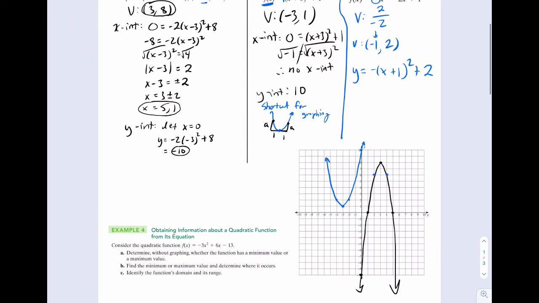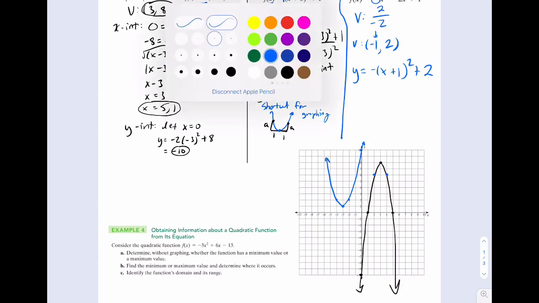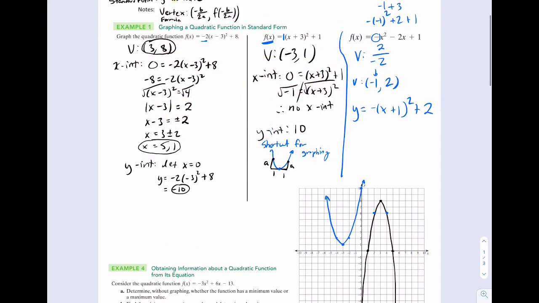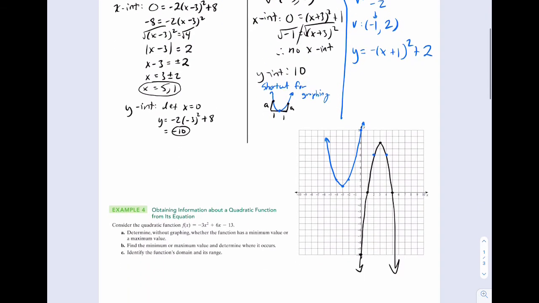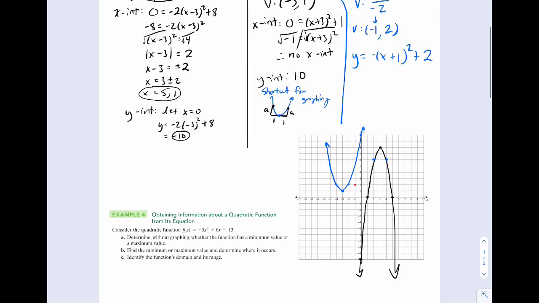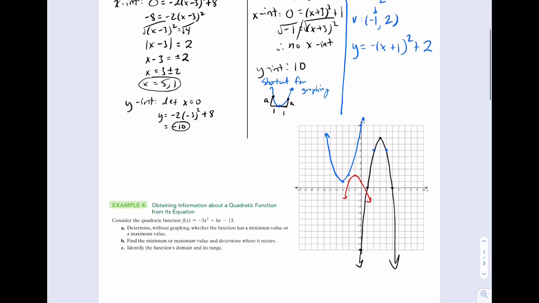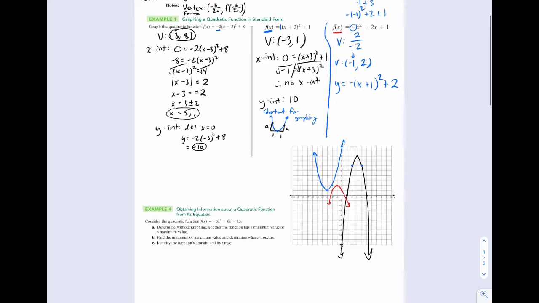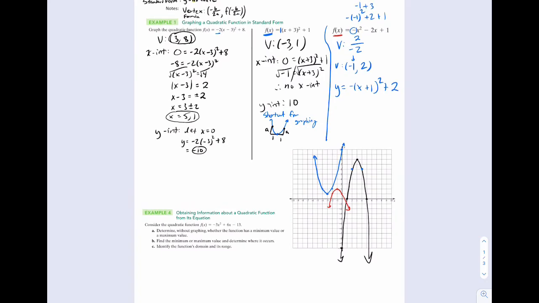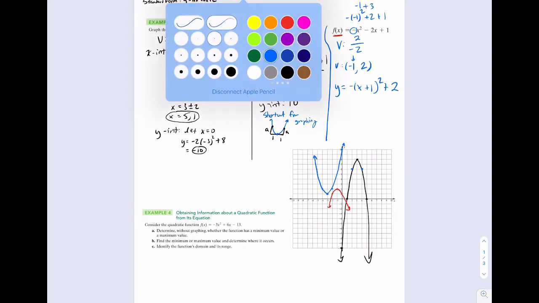So if I want to graph this, pretty straightforward. The vertex is negative 1, 2. So I go negative 1, 2. Maybe I'll do this one in red. And I can see my a value is negative 1. So I'm just going to go over 1, down 1. And I'll sketch my parabola. So I can see already the x-intercept is not very clean. The y-intercept, I can actually see it from the graph, but let's still calculate it.